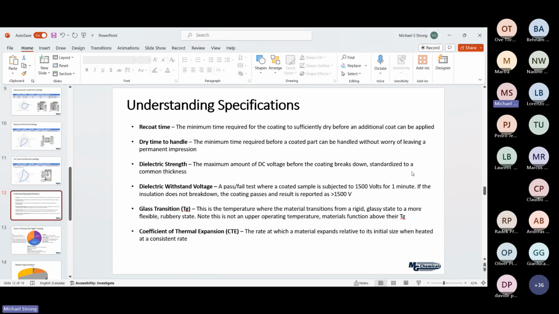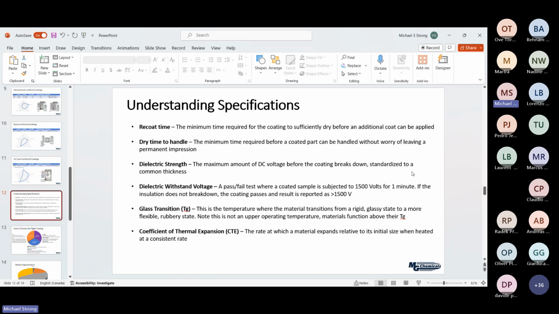Dielectric withstand voltage is basically a pass-fail test. So we take the coupon that I showed earlier for the IPC test, coat it, and then you subject it to 1,500 volts ramped at a given rate for 1 minute. If it can withstand without shorting, then it passes, and the result is simply it's greater than 1,500 volts.